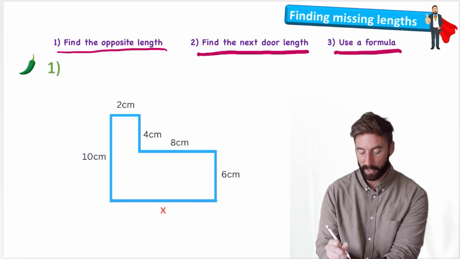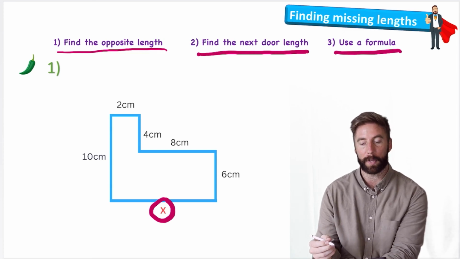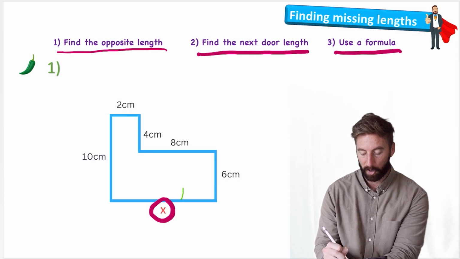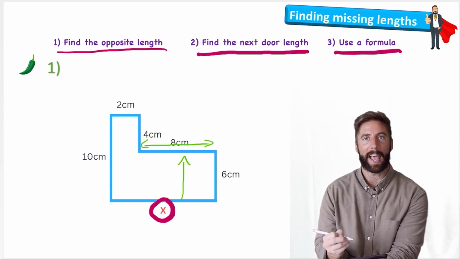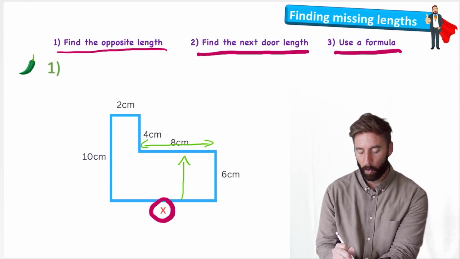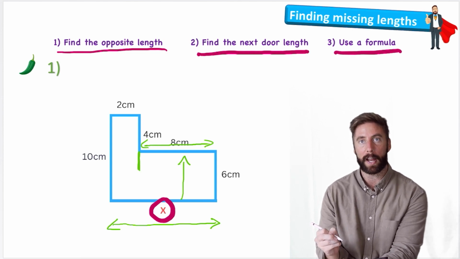Well, you can see here in this example we have this missing length x. And now my first step told me that to find x I need to look opposite. So I'm just going to look opposite until I can find another length. And I can see this length here of 8 centimeters. But in this case that's not the full length of what I need. I need this full length at the bottom. So my 8 centimeters gets me up to here. But then I need some more.